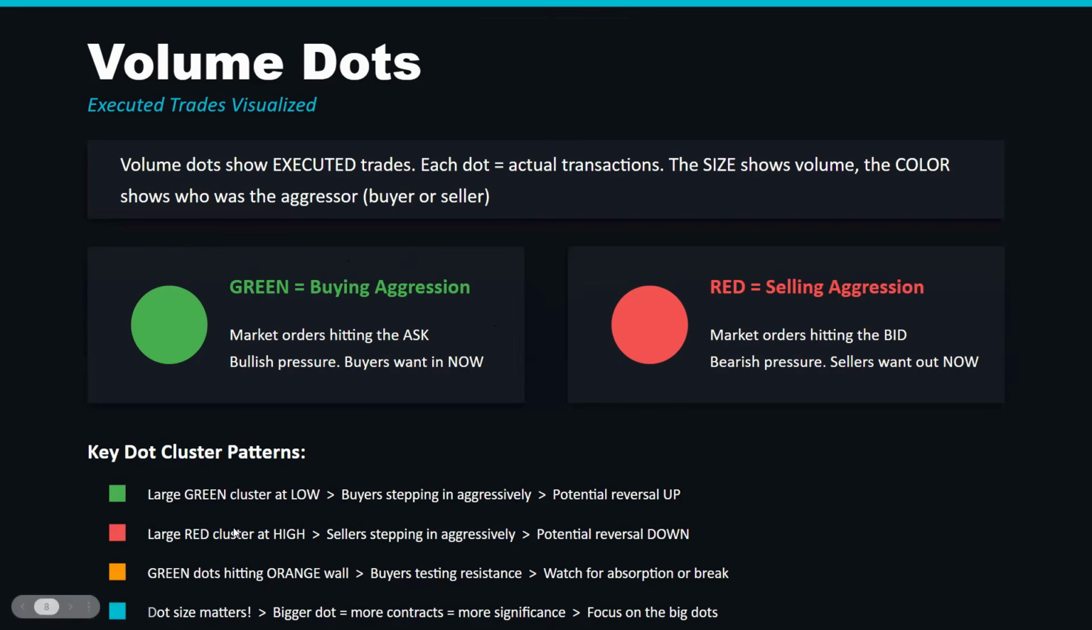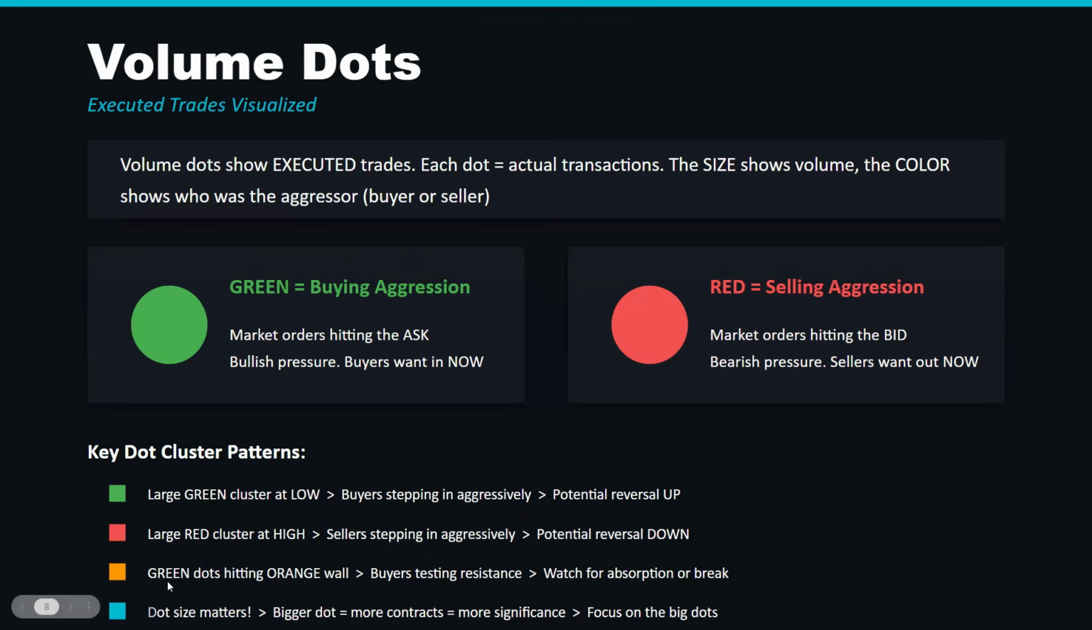So some things that you kind of want to look out for, kind of a pattern. If you see large green dots, like a very large green cluster at a low, so in this case, maybe a demand zone or a support level, and you see buyers stepping in aggressively, there's a potential for a reversal up. Vice versa, if you see a lot of red dots coming in at a high and sellers are stepping in, there's a potential reversal, right?